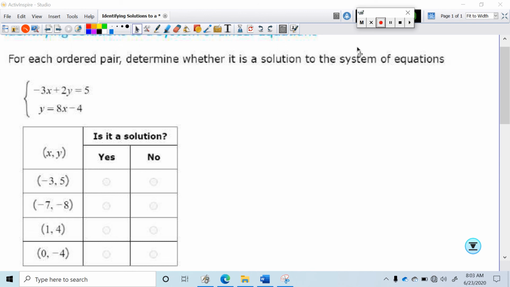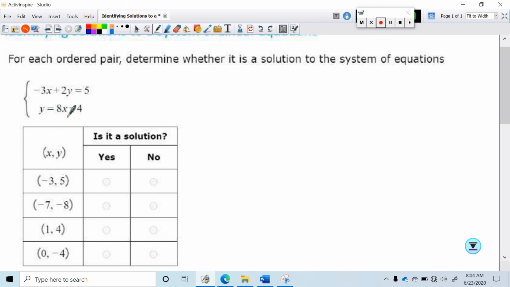For each ordered pair, determine whether it's a solution to the system of equations. Well, I'm actually going to solve these equations because they are linear, which means there's no exponents, and linear equations only have one solution. So I'm actually going to solve this first one.